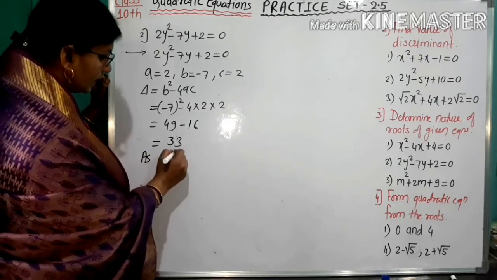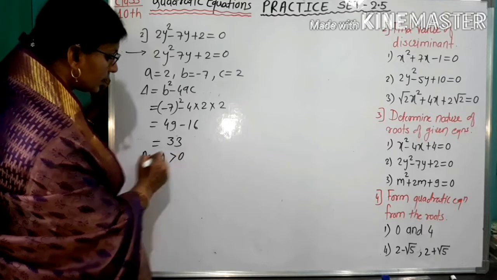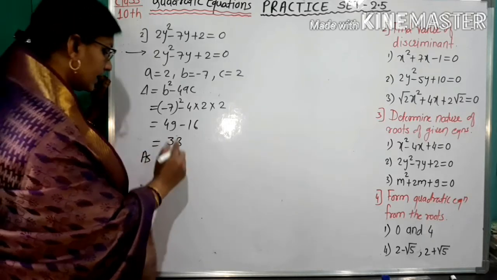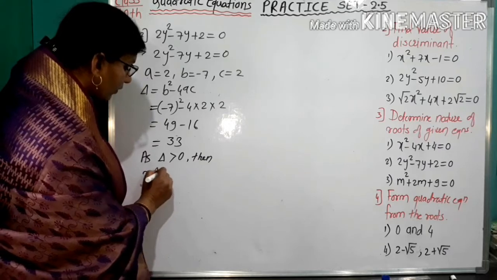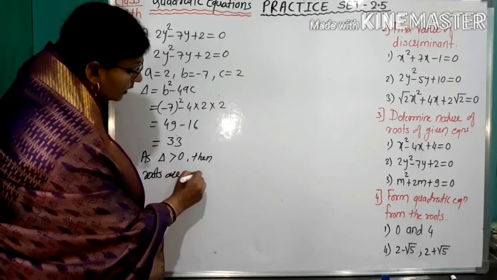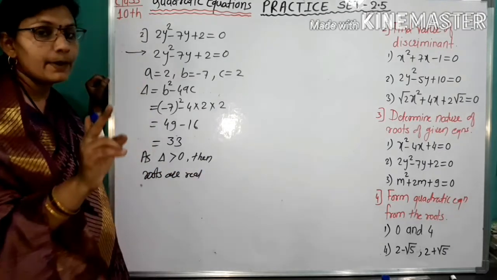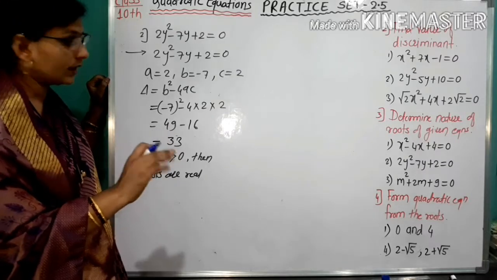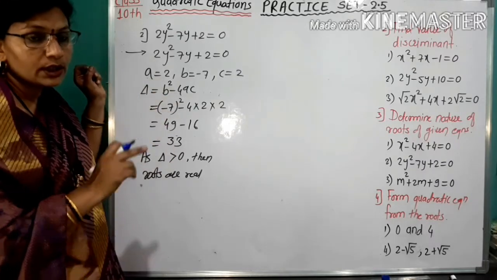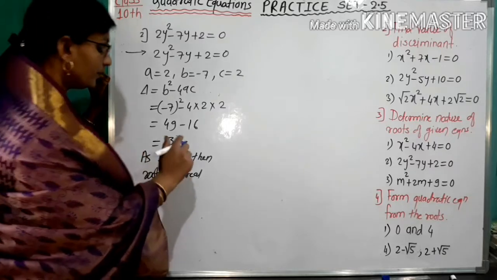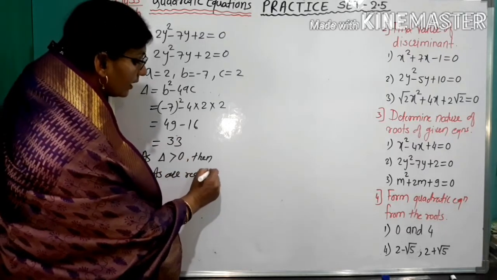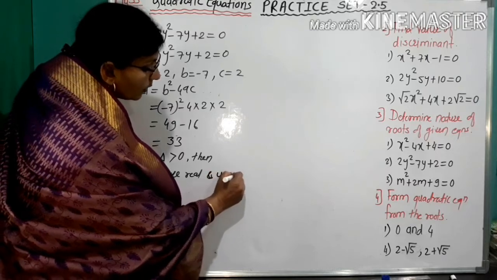As delta is greater than 0, then roots are real, but here roots are not equal. If delta equal to 0, then roots are equal. Here delta is greater than 0, so roots are real and unequal.